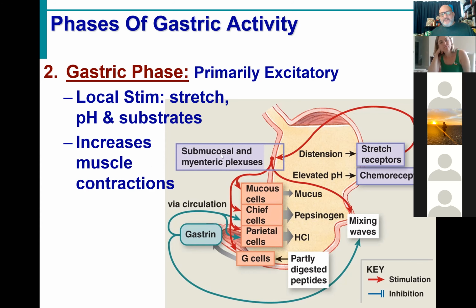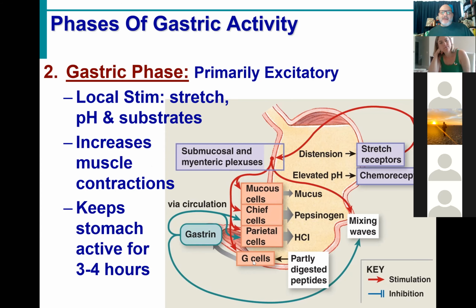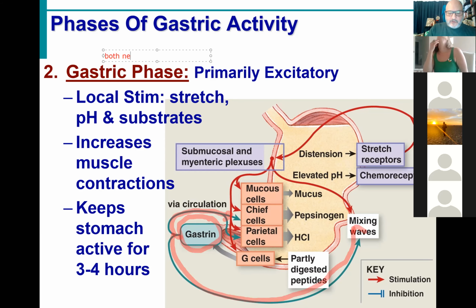And using that submucosal and myenteric plexus, using that short reflex, we are going to increase the rate at which the muscles contract, churning that food more and more. And we are going to stimulate the production of our gastric glands. But notice when we stimulate the gastric glands, that causes the production of gastrin. And that gastrin also affects the smooth muscle, also affects the glands. So notice this gastric phase, remember we said, was both neural and hormonal.